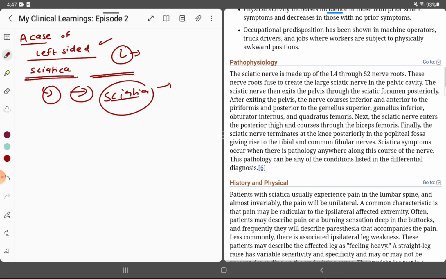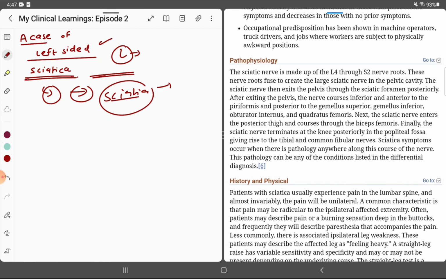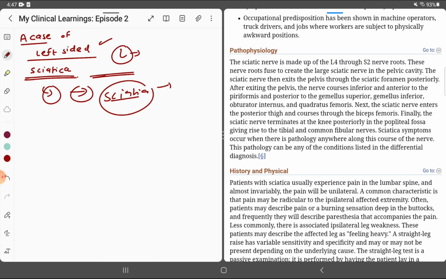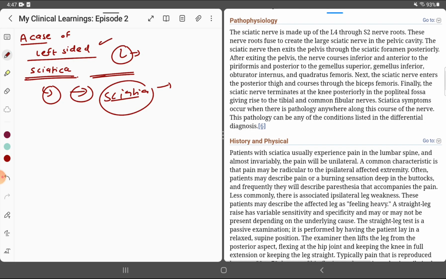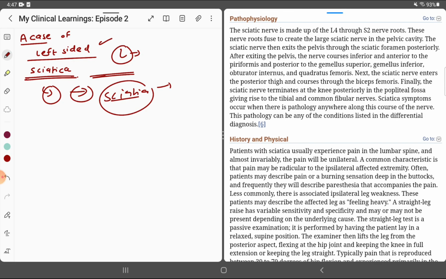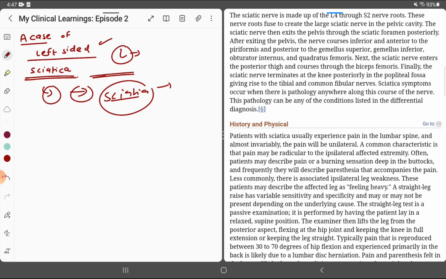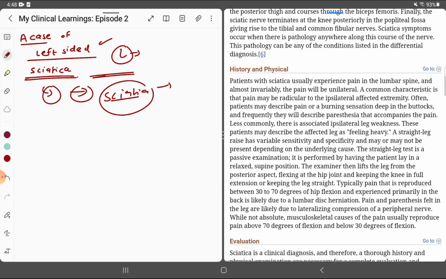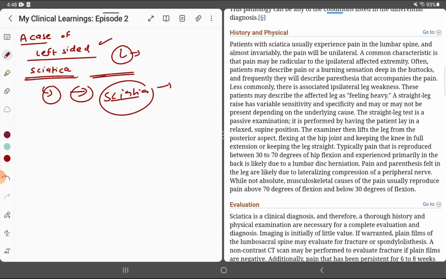The pathophysiology: the sciatic nerve is made up of the L4 through S2 nerve roots. These nerve roots fuse to create the large sciatic nerve in the pelvic cavity. So guys, you can just pause the video and read this anatomical region here along with the pathophysiology. Sciatica symptoms occur when there is pathology anywhere along the course of the nerve. This pathology can be any of the conditions listed in the differential diagnosis. Okay, so history and physical, we can just read it.